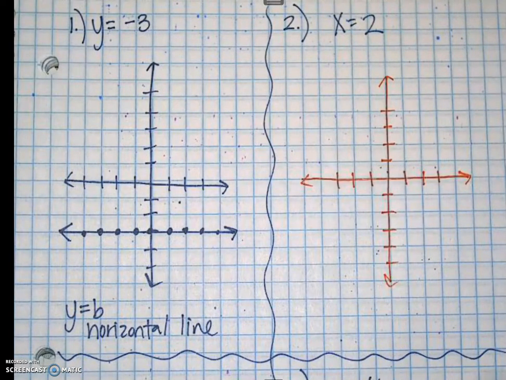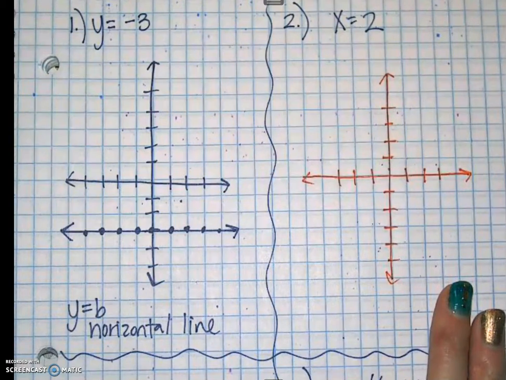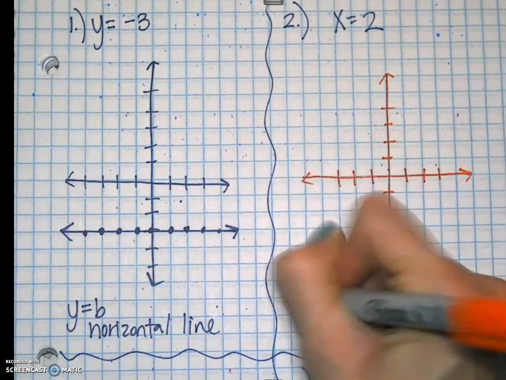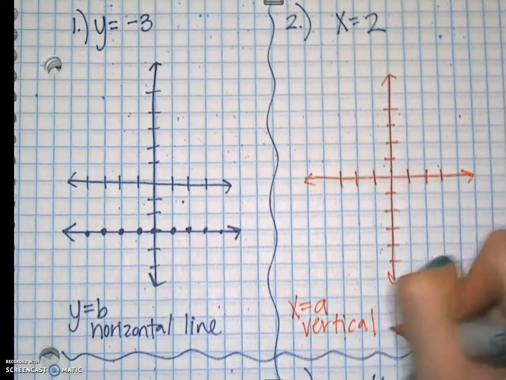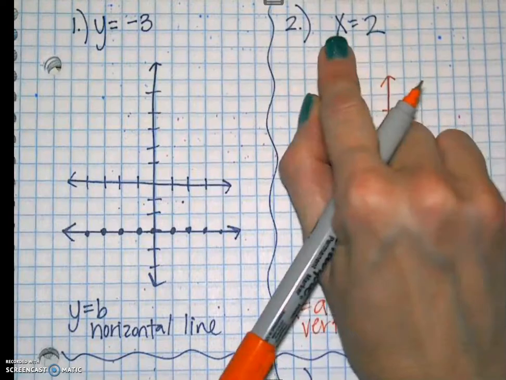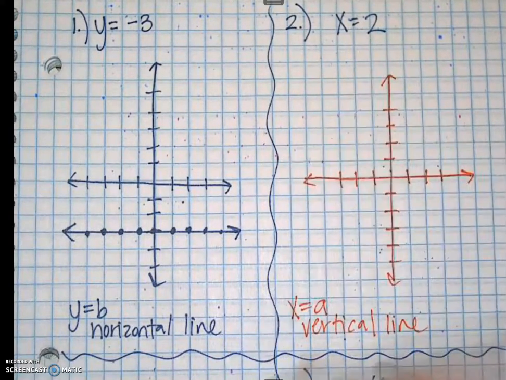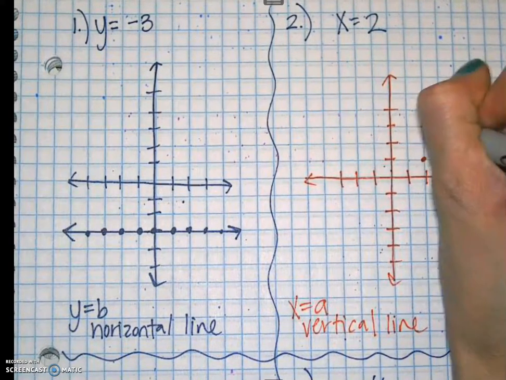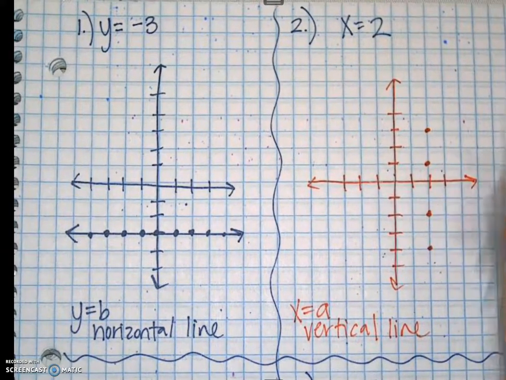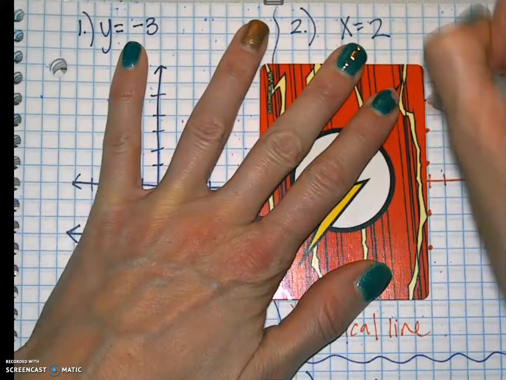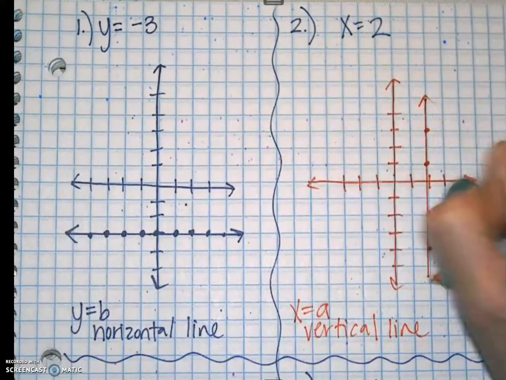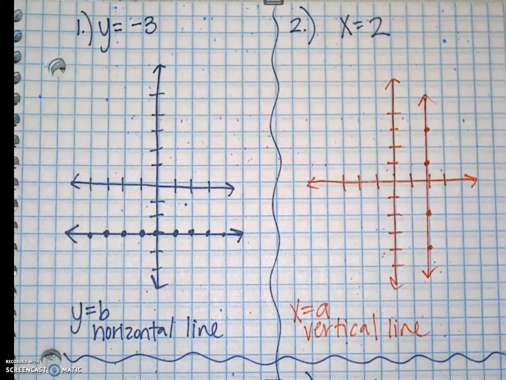All right, now let's look at number 2. Same thing, I hope you didn't make a table, and I hope you remember that when you have something that looks like x equals a, it's a vertical line, because that means that every single x value is 2. So that means no matter where you go, all of your x's would be on 2. And then you would draw your line. And that is what x equals 2 is. Okay? So make sure you have that one written down, and then we'll move on to number 3.